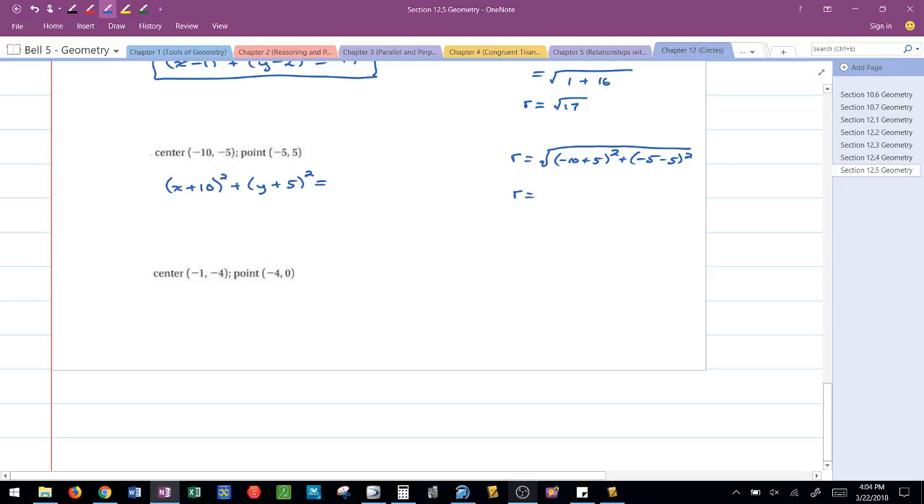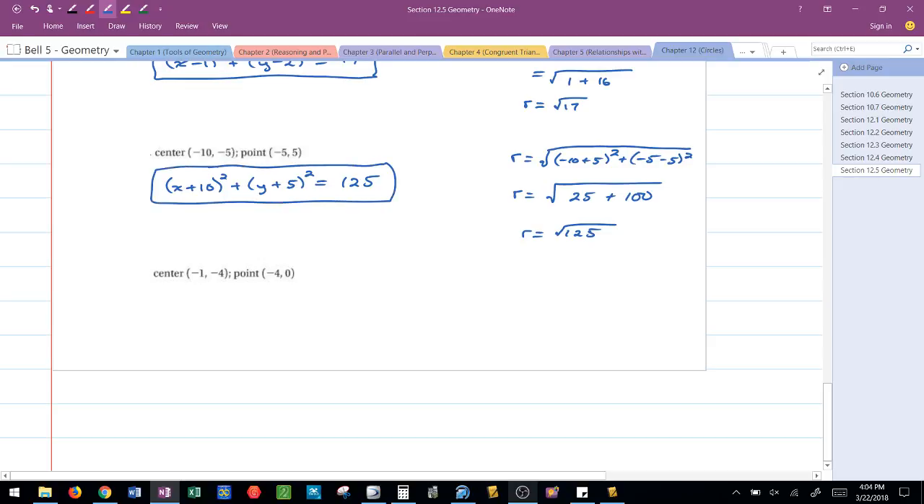So let's see what this is. The square root of negative 10 plus 5 is negative 5, squared is 25. Plus negative 5 minus 5 is negative 10, squared is 100. So this tells me that the radius is the square root of 125. Square that to put it into the equation, and I know that this is 125.